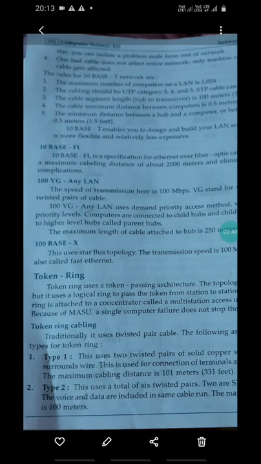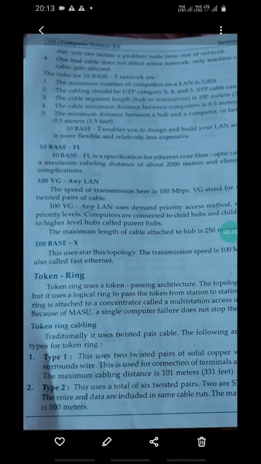Token ring cabling. What cabling is used in token ring? Traditionally it uses twisted pair cable. The following are standard IBM cable types of token ring. The first one, Type 1. This uses a twisted pair of solid copper wire with a braided shield surrounding the wire. This is used for connection of terminals and distribution panels. The maximum cable distance is 101 meters, that is 331 feet. Type 1 uses STP.